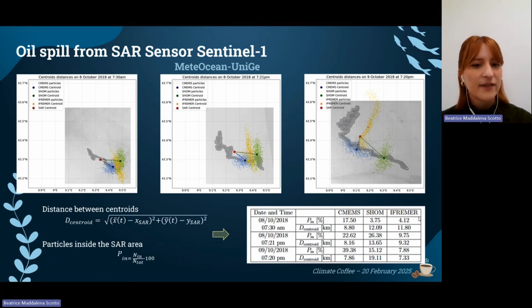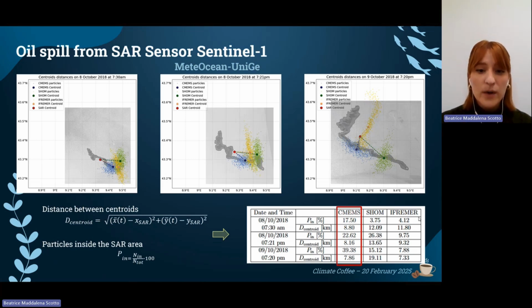And here we have the results, and from the results we can see that the Siemens model is the one that mostly performs better for the real case, because it has the lower distances between the barycenter and the higher percentage of particles detected inside the real area of the oil slicks.